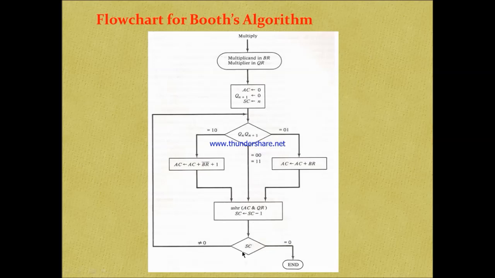So here we will check the sequence counter. Suppose the sequence counter is not equal to 0, so again we will go here and check again Qn and Qn plus 1. Suppose here the Qn and Qn plus 1 is 0 0 or 1 1. In this case you can see that no operation, that means no subtraction or addition, is performed. Directly we will come here and shift the AC and QR, and again decrement the sequence counter. Now we will go here and check the sequence counter. Suppose in this case the sequence counter is 0 and it is the end.